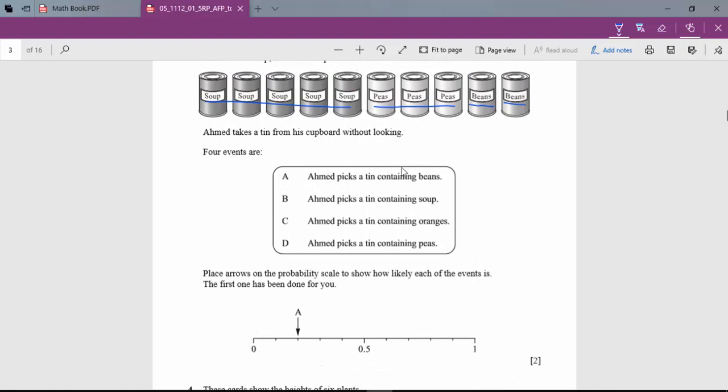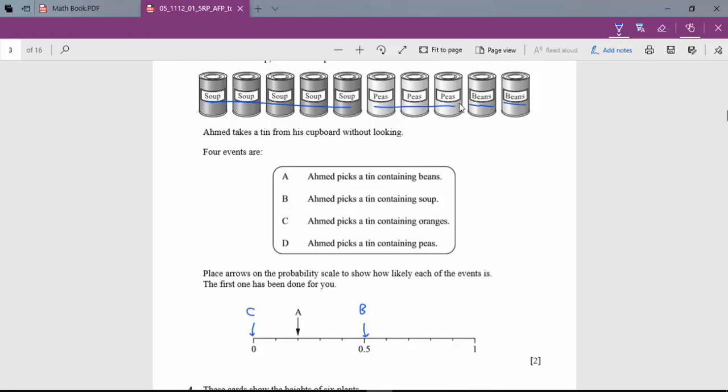Okay, we need to write the probability of these. Soup is 5 out of 10. So soup, which is B, is 1 over 2, halfway. A is already done. Orange, there is no orange, so the probability of picking orange is 0. This is C.